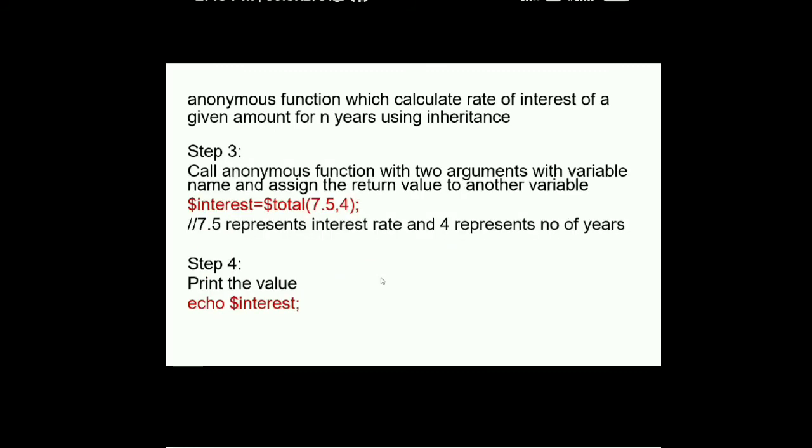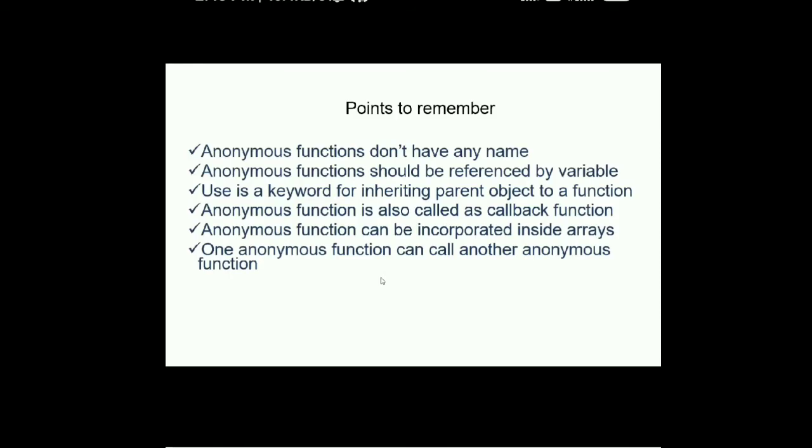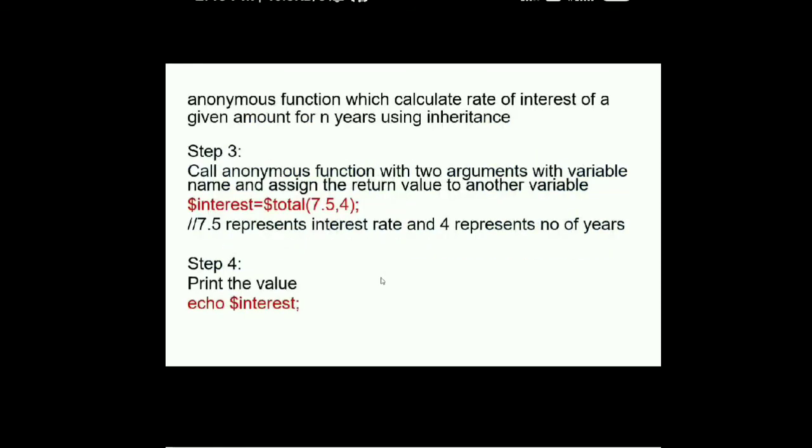Listen here. Here I have given 7.5 as the rate of interest, and 4 as the number of years, and it will be collected in interest here. So finally I can print the interest. So this is all about how to compute simple interest with the help of an anonymous function. Can you write a program for this, using an anonymous function? For example, if I give an amount, I should get the simple interest for that amount for a period of 2 years. How will you write it?